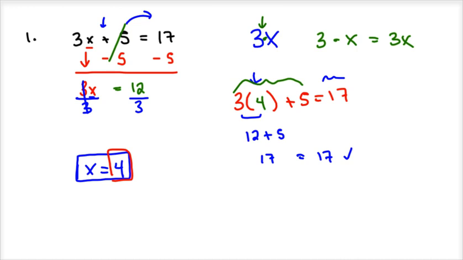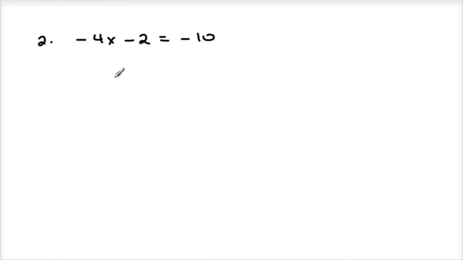Okay, let's look at our next example. Negative 4x minus 2 equals negative 10. Again, I'm solving for my term with the x. The negative 2 here does not have an x. The negative 10 does not have an x. So I want both the negative 2 and the negative 10 on the same side of the equation. I want to bring the negative 2 over to the right side of the equation.